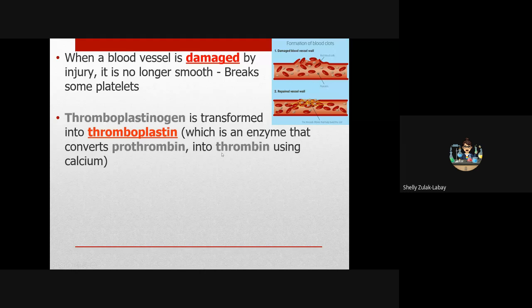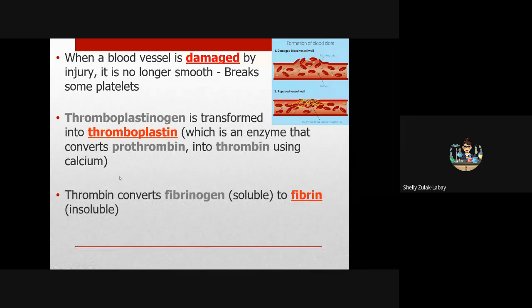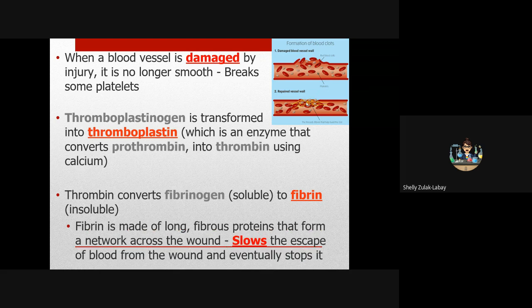Now, why is this newly created protein important? It will then convert fibrinogen, a soluble protein, into an insoluble protein called fibrin that forms kind of this mesh-like looking structure in our images. This fibrin is made up of long fibrous strands that act as a network or meshwork across the wound. It helps to slow the escape of blood from the wound until bleeding eventually stops.